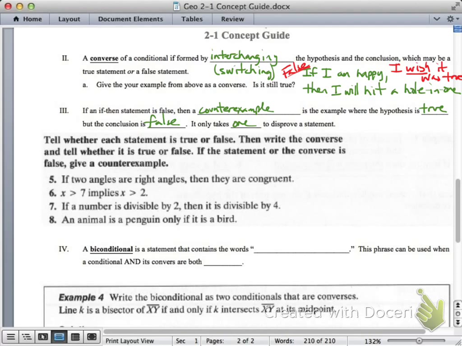So a counterexample for that is the thing that says, if the hypothesis is true, if Tennessee plays Vanderbilt in football, that's a true thing. It happened last year. But the conclusion is false. Then Tennessee will win. Well, no. They lost. Bad, actually. Okay? It only takes one to disprove the statement. It's not a fact that happens.